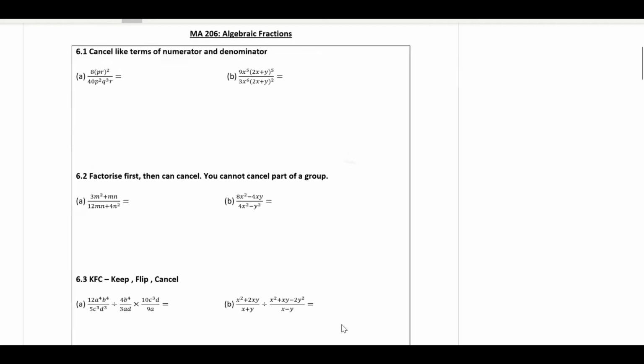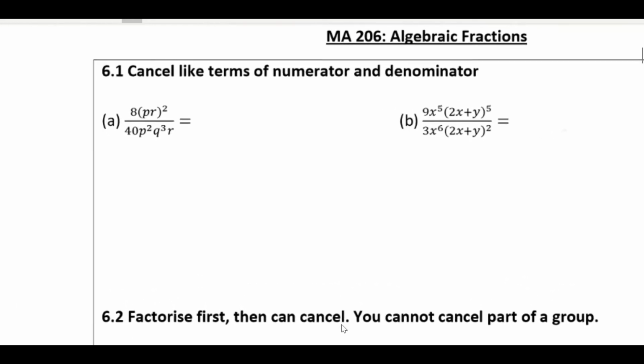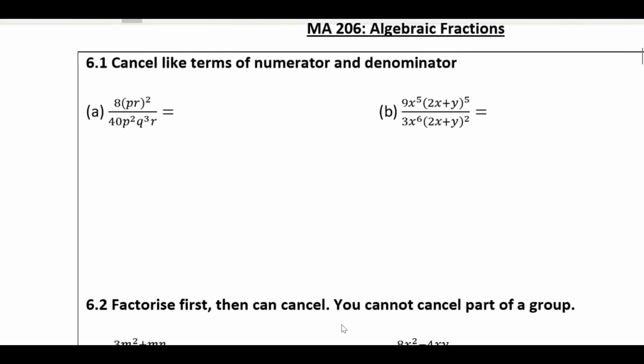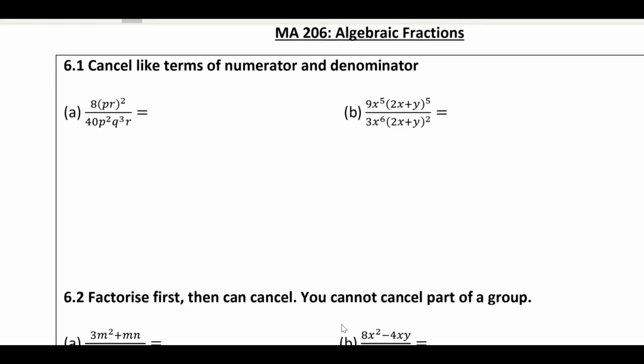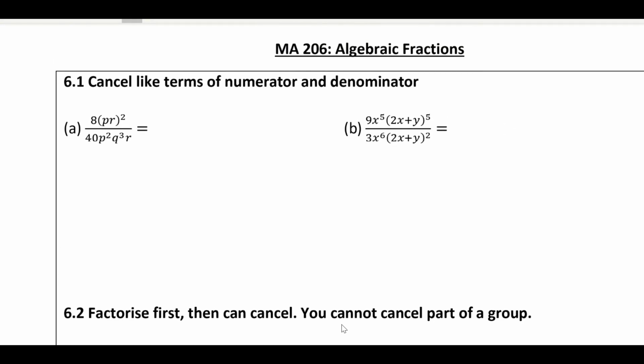Okay, so first thing is, now when you have this, you can cancel the like terms of numerator and denominator, but this cancelling thing, many students have misconception about this cancelling thing. Now you can only cancel when they are a multiple of each other or multiple of a group.